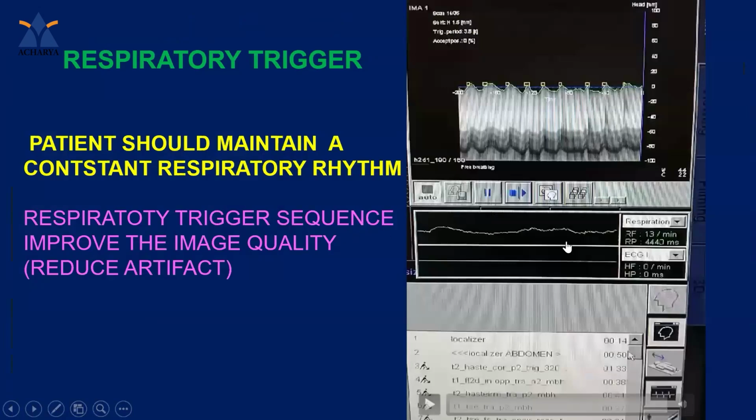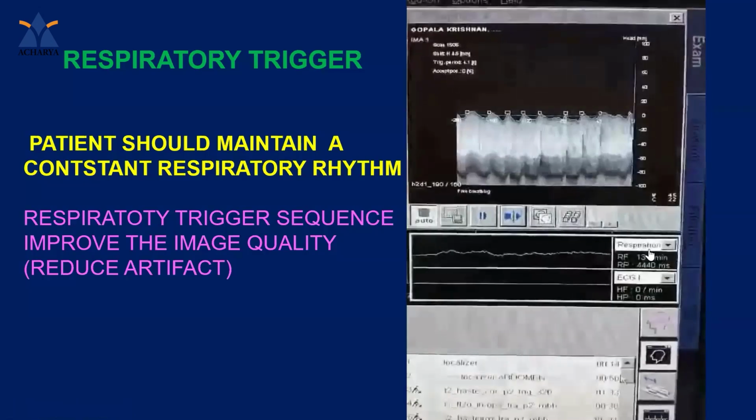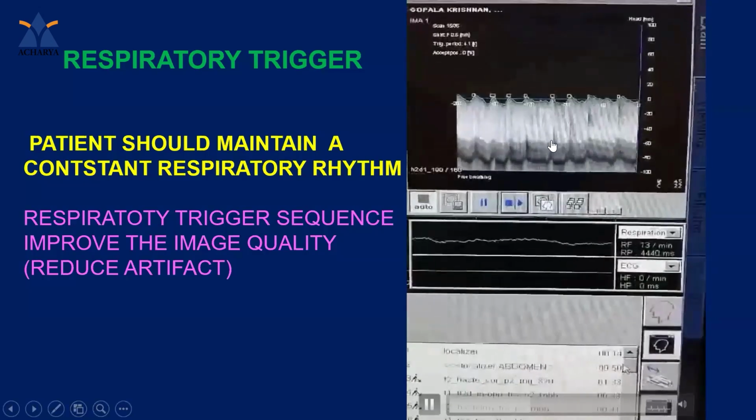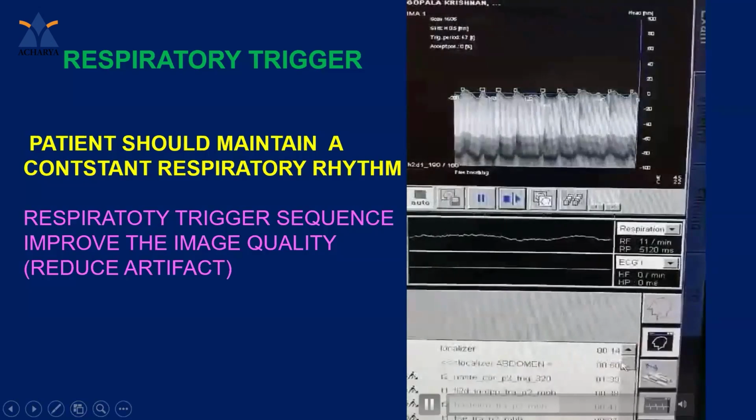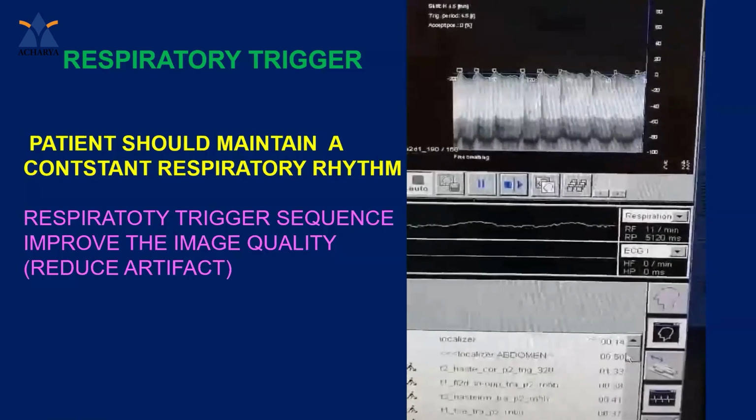The box is placed on the diaphragm. Here you see the patient is maintaining a constant respiratory rhythm, so then we can get good image quality. You can see the image quality once again. This is the respiratory trigger method.